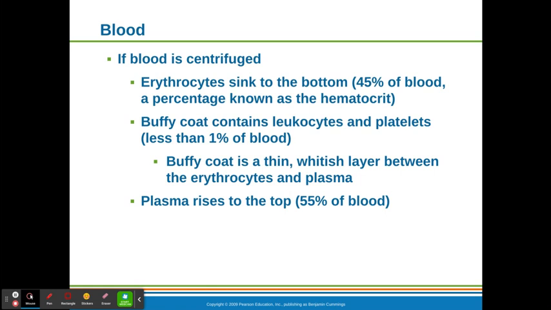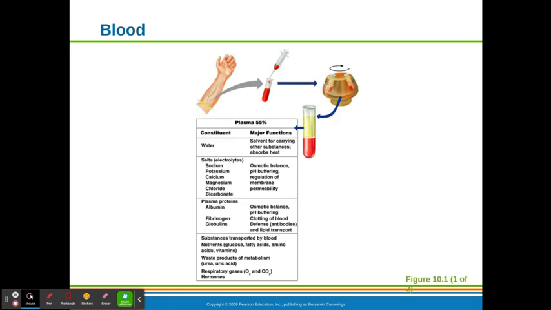Now, the buffy coat is going to contain leukocytes, your white blood cells, and your platelets. And that's going to be a very small percentage, usually less than 1%. It's really thin, this whitish layer between the erythrocytes and plasma. And then plasma will rise to the top. It's the least dense, and it will make up the majority of the volume at 55%. Figure 10.1 shows essentially what happens when we spin it in a centrifuge.